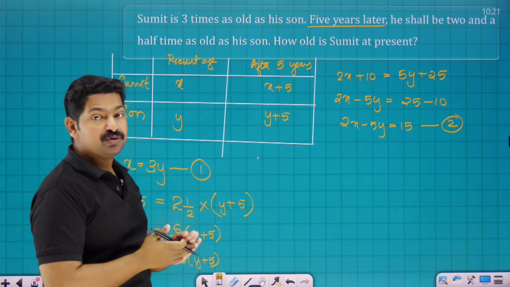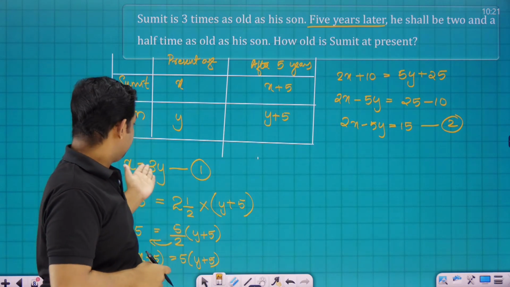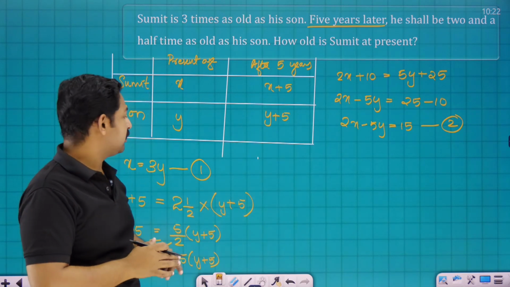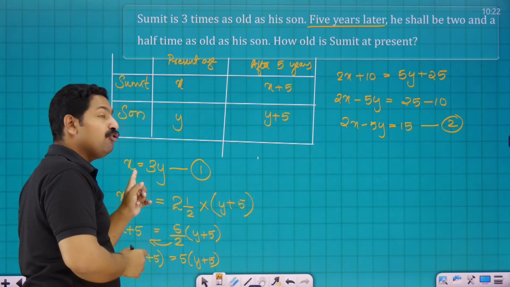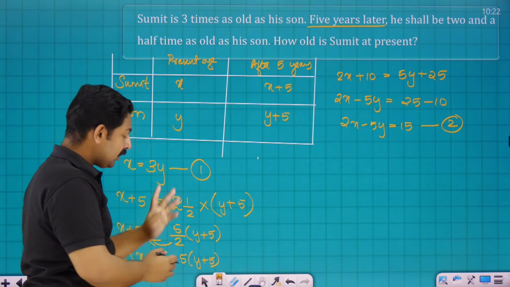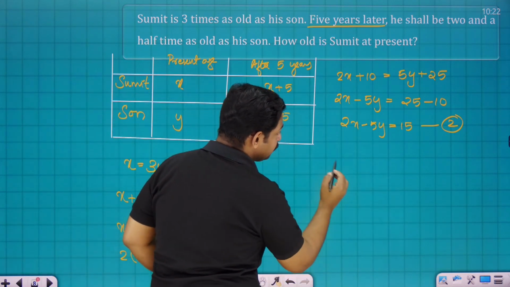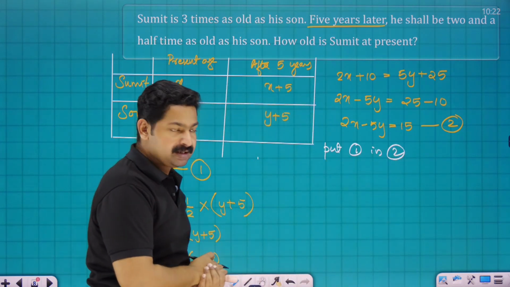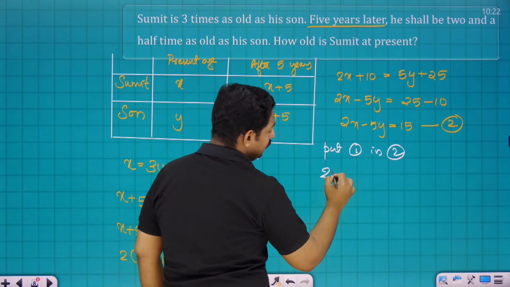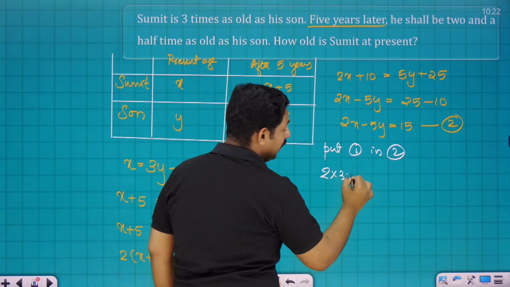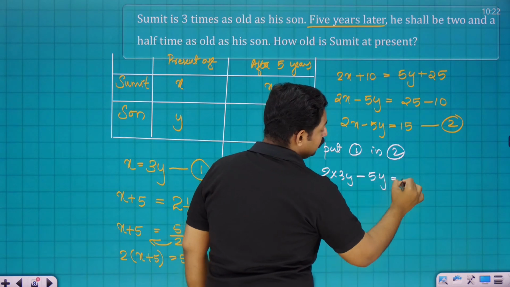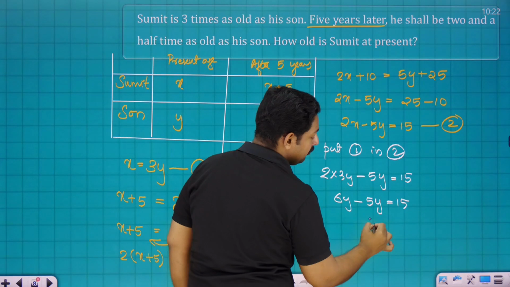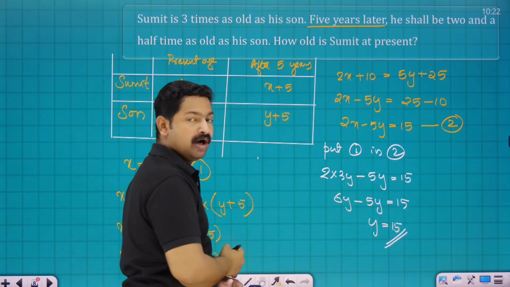Now we need to solve it, right? We need to find out their present ages. So the first equation is here, the second equation is here. This one we can easily solve by using the substitution method, because from equation number 1 we already have the value of x in terms of y. So I am substituting equation number 1 in equation number 2. When you substitute the values, 2x, so x means 2 into 3y, minus 5y equal to 15. So 2 into 3y is 6y, minus 5y is equal to 15. Easily you will get y equal to 15. Easily you got the value of y.